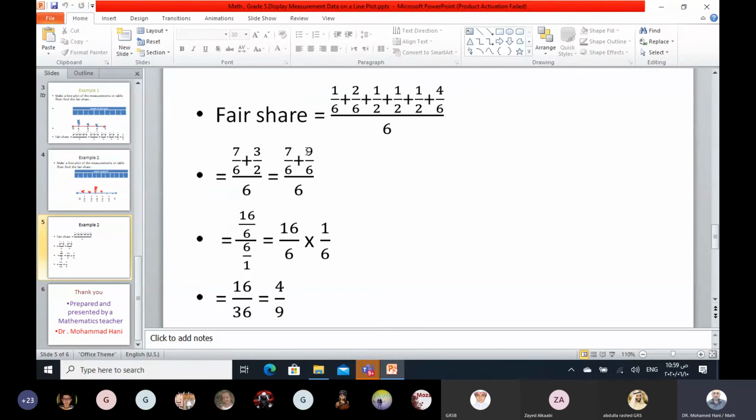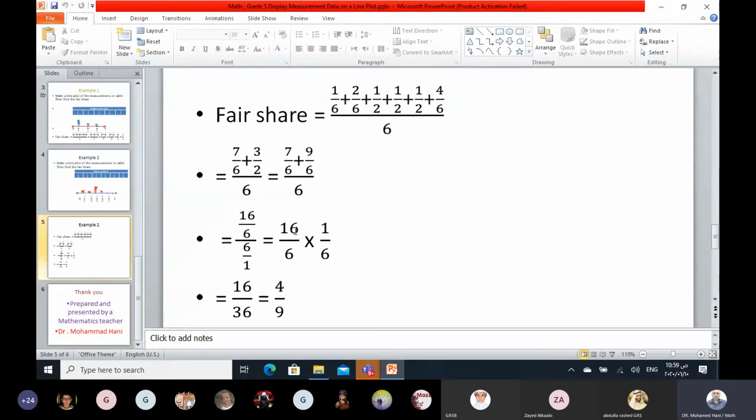7 plus 9 will be 16 over 6. And here we have 6. Up we have a fraction and down we have a whole number. Change the whole number to a fraction, so put 6 equals 6 over 1. Now we have a rule for how to divide two fractions. The rule says keep the same numerator, 16 over 6. Then change the operation from divide to multiply. Then flip 6 over 1, which will be 1 over 6.